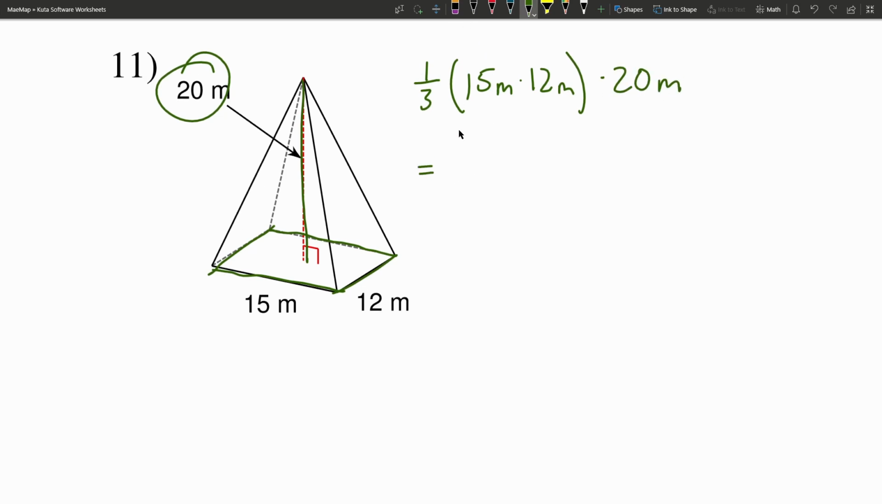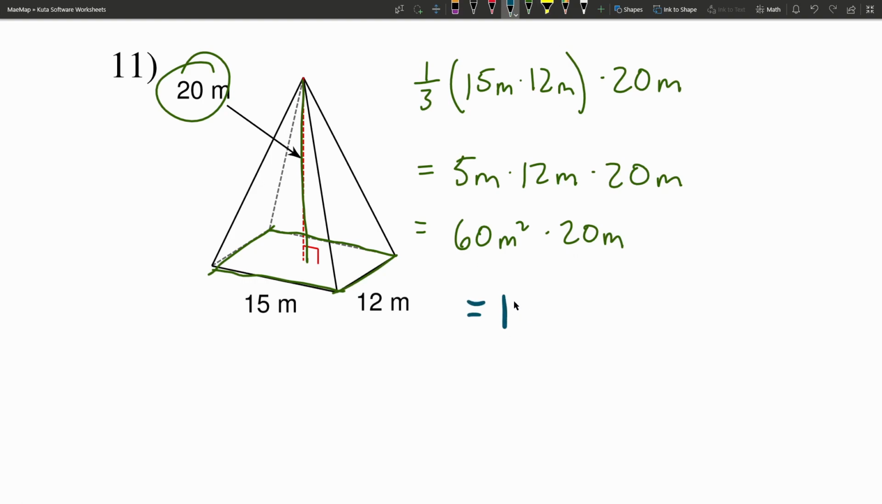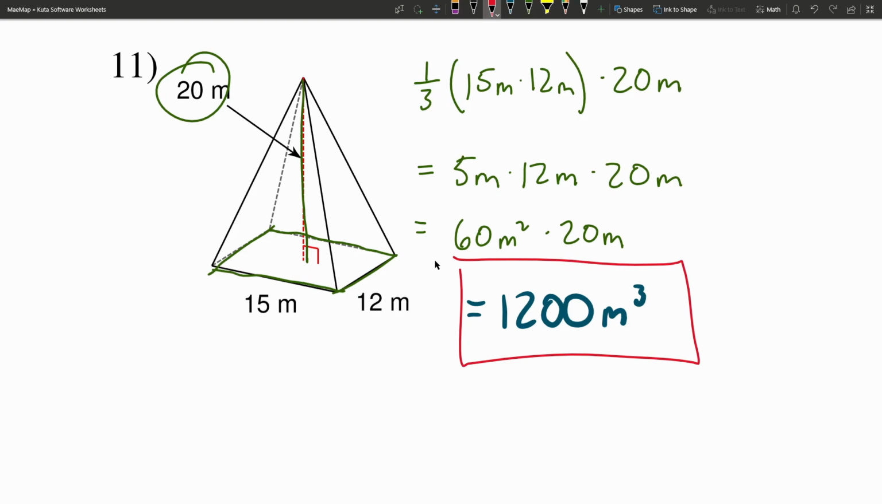Simplifying this down, since it's all multiplication, 1/3 of 15 meters is just going to be 5 meters. So I'll have 5 meters times 12 meters times 20 meters. 5 meters times 12 meters is 60 meters squared. And that gets multiplied by 20 meters. 60 times 20 is 1,200. So this equals 1,200 meters cubed. That's the volume of my pyramid in number 11.